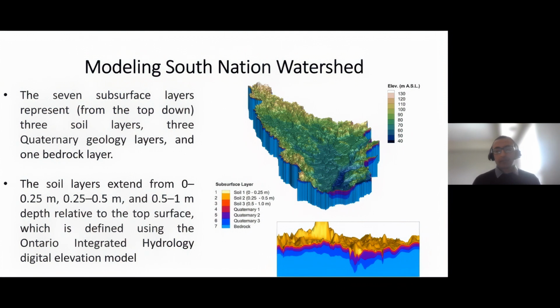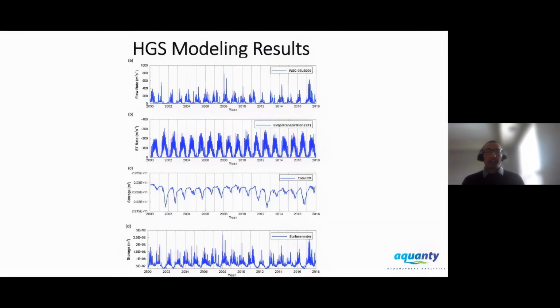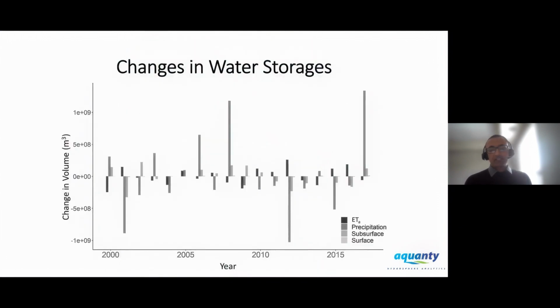Using all this data, we fed it into the model, and we simulated many variables, for example, flow rate, ET rate, the subsurface storage, and the surface storage change in the watershed. So this is the time series data. Now we have to accumulate this at an annual cycle, and you can see that we have now accumulated the data, and here is the change in the volume of these variables.